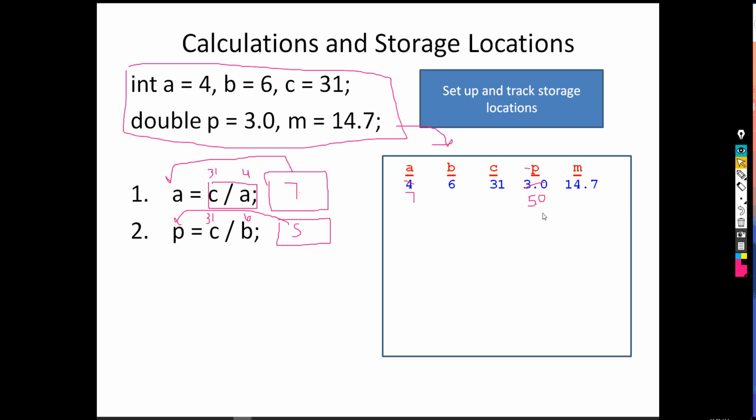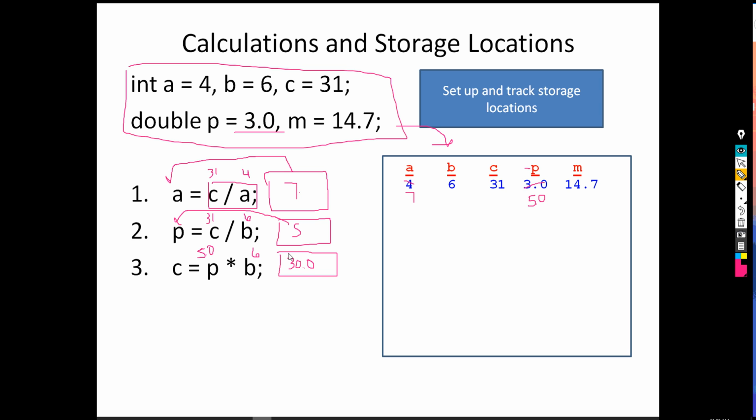Okay, so let's go on to the next one. Now, in this one, P is not 3.0. You got to check your memory locations. It's a 5.0. It's the most recent value. So it's 5.0 times B, which is 6. Now, if you just do that calculation, like we've learned how to do, a double times an int has to be a double. So it's going to become 30.0.